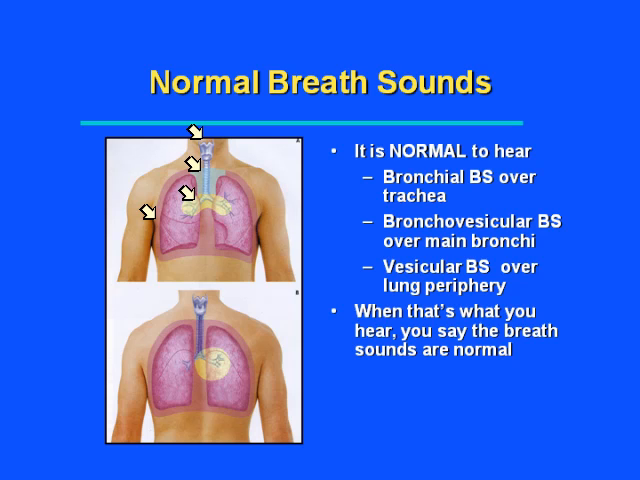So if you hear the correct sounds in the correct places, we just describe the breath sounds as being normal. So you don't have to say, I heard bronchial breath sounds over the trachea and vesicular. You just listen to all these areas and you recognize there'll be slight differences in the way the breath sounds sound in a normal person, depending on whether you're over the large conducting airways or at the periphery.